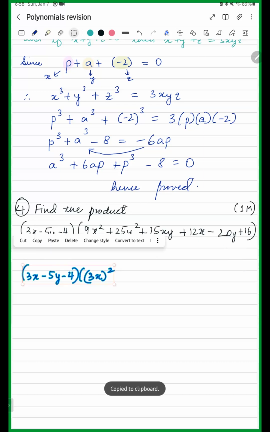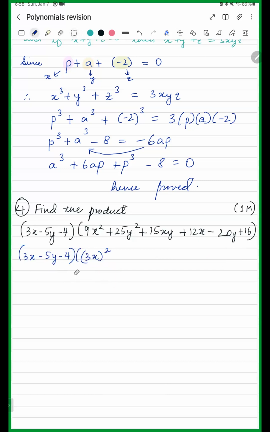Okay. So 3x whole square plus 5y whole square. In fact, plus minus 5y whole square, because here we have minus 5y. Plus this 16 I'm going to write here, which is minus 4 whole square. The c square part was written way at the end, so we are just going to make some rearrangements.